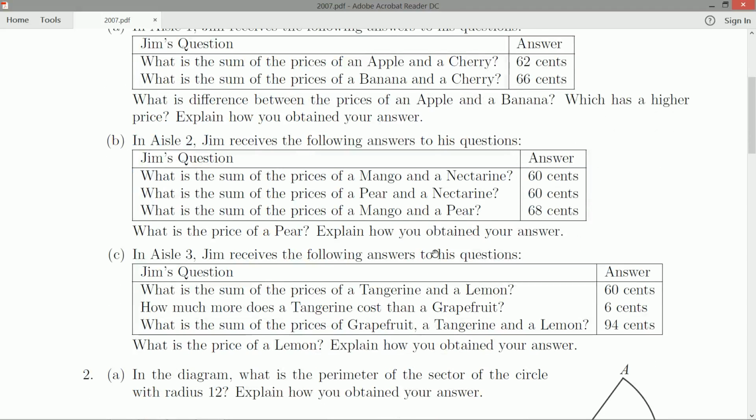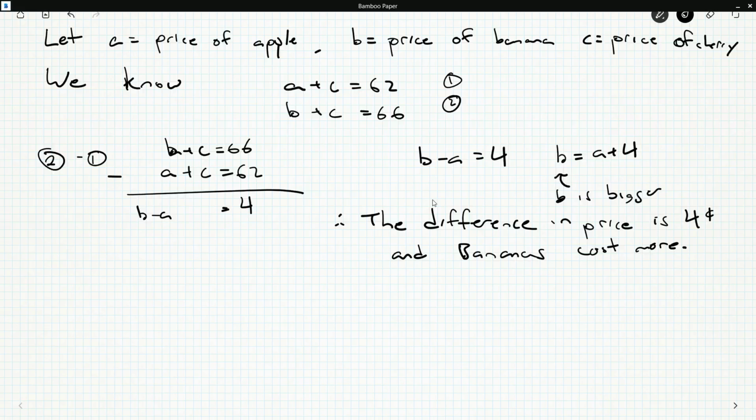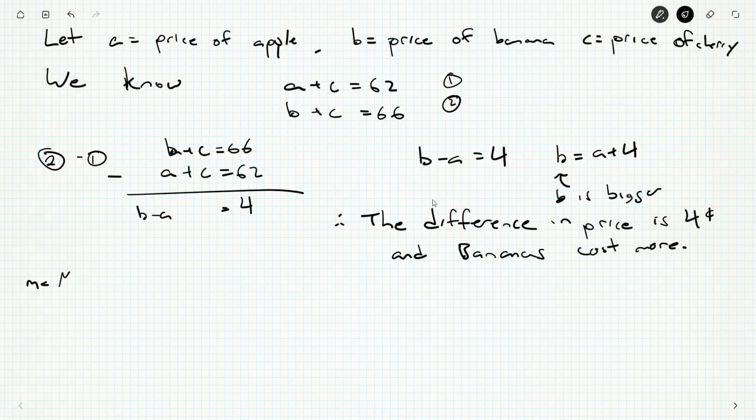In aisle 2, Jim receives the following answers. Sum of the prices of mango and nectarine, MN, here's P for pear. So MN for mango and nectarine is 60 cents. Sum of the prices of pear and nectarine is 60 cents. Mango and pear is 68 cents. What is the price of a pear? Explain how you obtained your answer. Okay. So it looks like question 1 on this Galois is just solving systems of equations. We just need to change the words they give us into actual equations. So we're going to let M be the price of mango, N nectarine, and P equal pear.